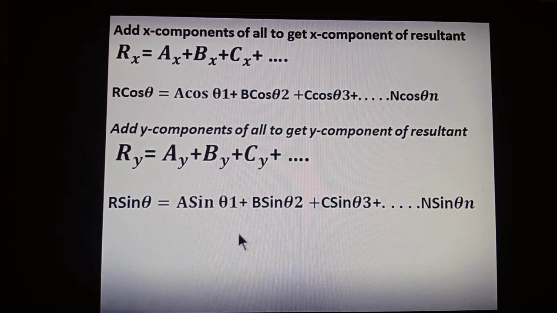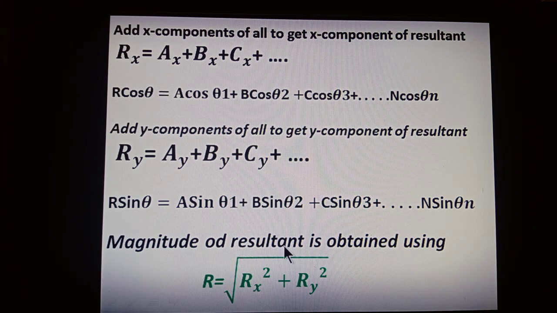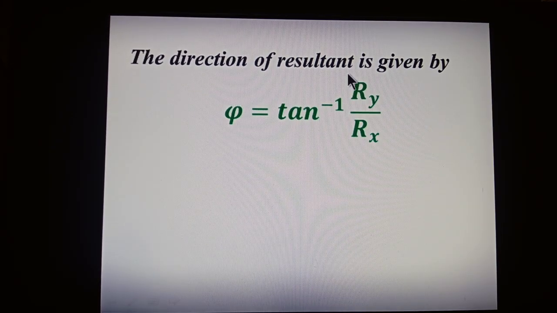Now, after these steps, how will we get the magnitude of resultant? Magnitude of resultant is obtained by using equation R equals under root Rx square plus Ry square. This equation gives the magnitude of the resultant. And what will be the direction of resultant? If phi is the angle that resultant makes with positive x-axis, then we can obtain phi equals tangent inverse Ry by Rx, vertical component of resultant divided by horizontal component of resultant.